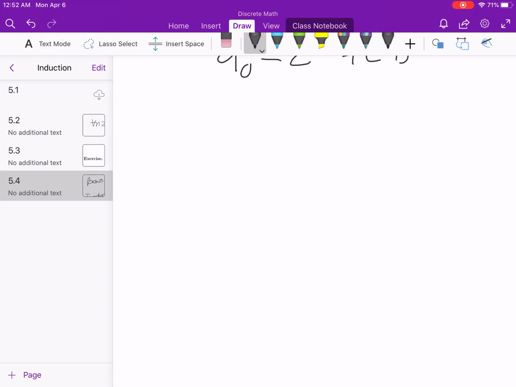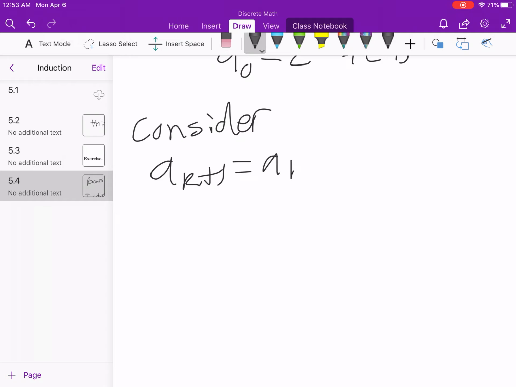All right. Now consider the k plus 1 element. Well, I don't know what it's equal to, but I do actually know from the recursively defined sequence itself that a_{k+1} is just a_k plus 2 times a_{k-1}.